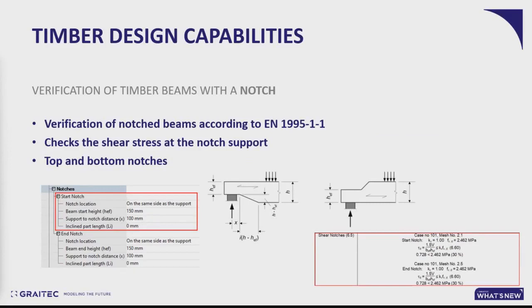And the next new check is also related to supports of beams. In Advance Design, you can do a verification of notched beams at supports according to Eurocode 5. Notches can be defined at the start and end of timber beams on the top or bottom side. This verification checks that the shear stress at the notch support does not exceed the shear strength.